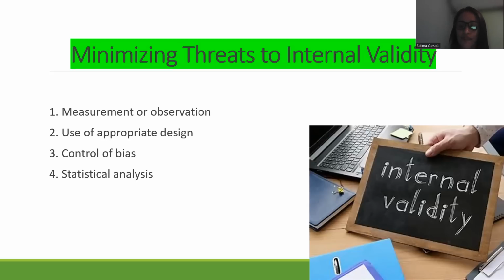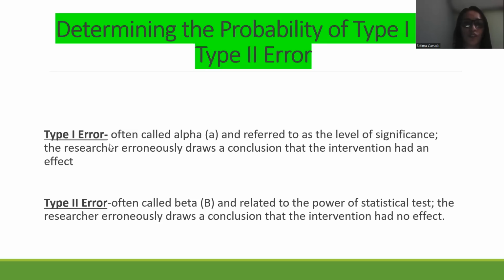So, finally, valid conclusions are drawn when data meet the fundamental assumptions of the statistical test used to analyze them. Okay, so those are minimizing the threats to internal validity. So we have here determining the probability of type 1 and type 2 errors. Okay. We have here the type 1 error.